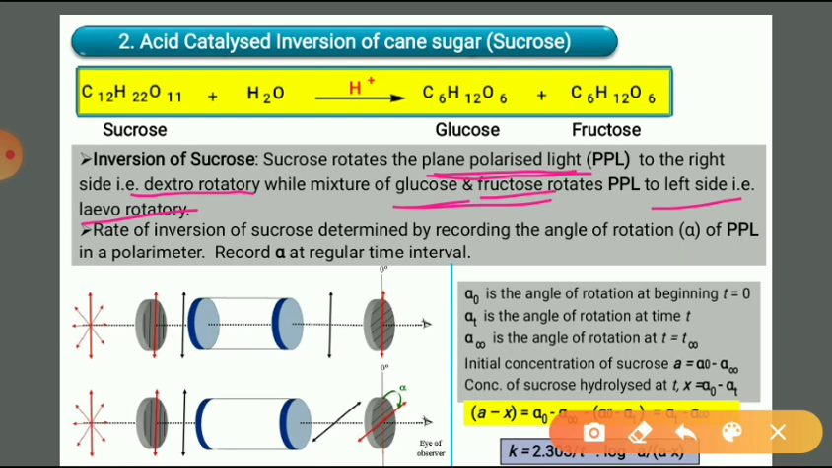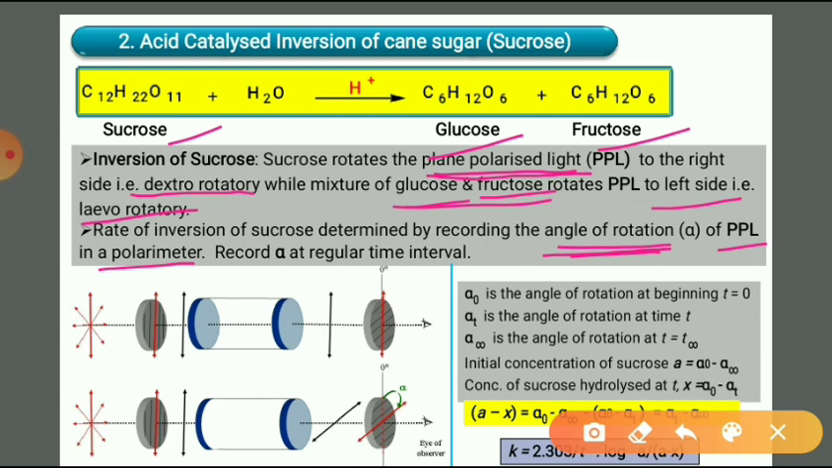So from this we can calculate the inversion of cane sugar, or you can say the completion of this reaction. In this case, the acid catalysis of sucrose gives fructose and glucose. Now the rate of inversion is determined by recording the angle of rotation of plane polarized light in the instrument, that is a polarimeter. This angle of rotation, that is alpha, is recorded at a regular time interval.